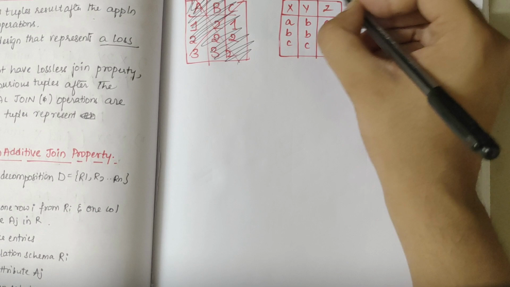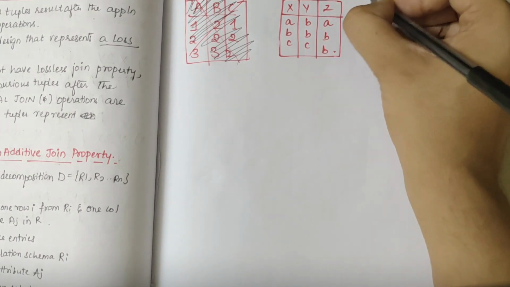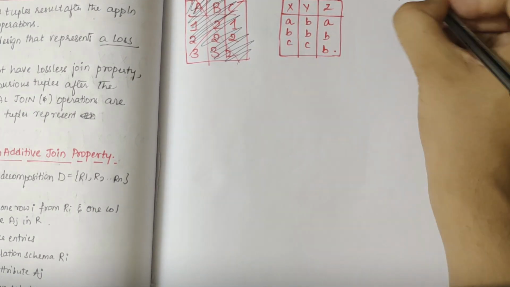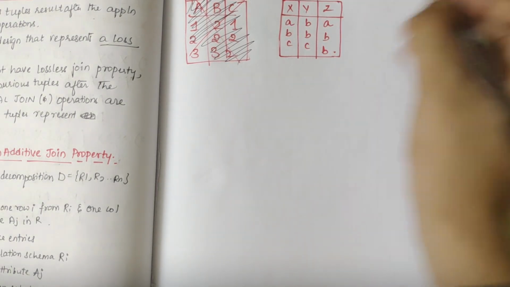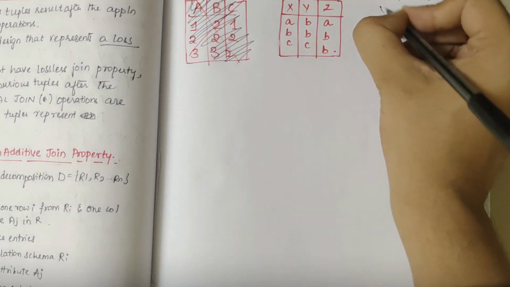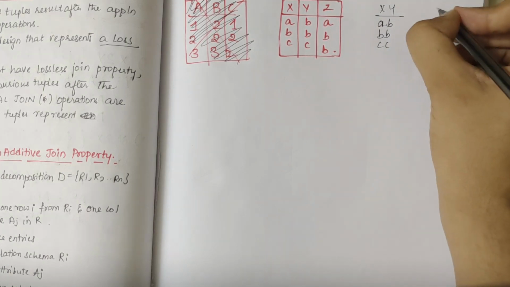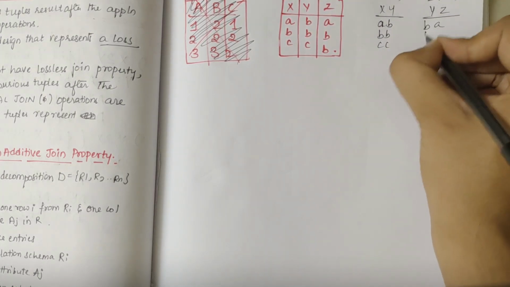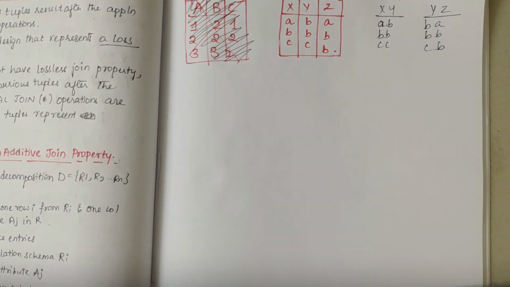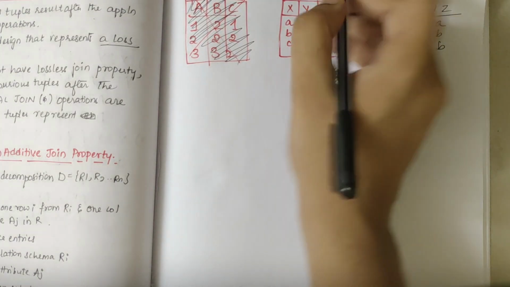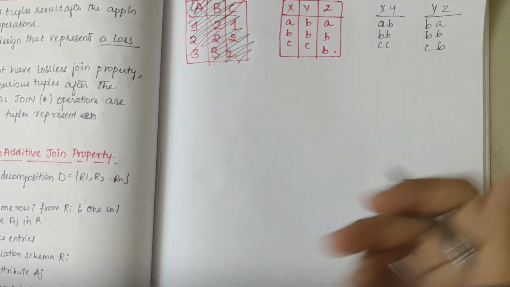The relation R is given here. We'll decompose this relation into two parts, R1 and R2. So we'll take XY and YZ as the combinations. If I write for XY, I'll get AB, BB and CC. For YZ, I write BA, BB and CB. So I have decomposed R into R1 and R2.